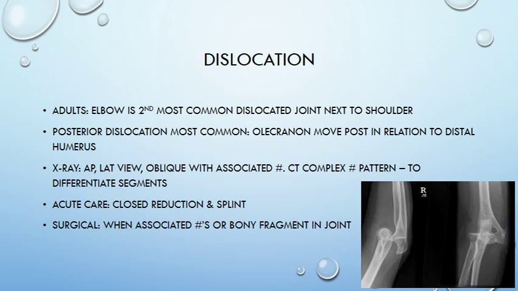The X-ray views needed for diagnosis are an AP, a lateral, an oblique view, and a CT scan is also helpful to differentiate the various segments and to plan the operation. As acute care, closed reduction and immobilization in a splint is advised, and for operative management, if there's associated fractures or bony fragments in the joint, plates and screws can be used, K-wires.